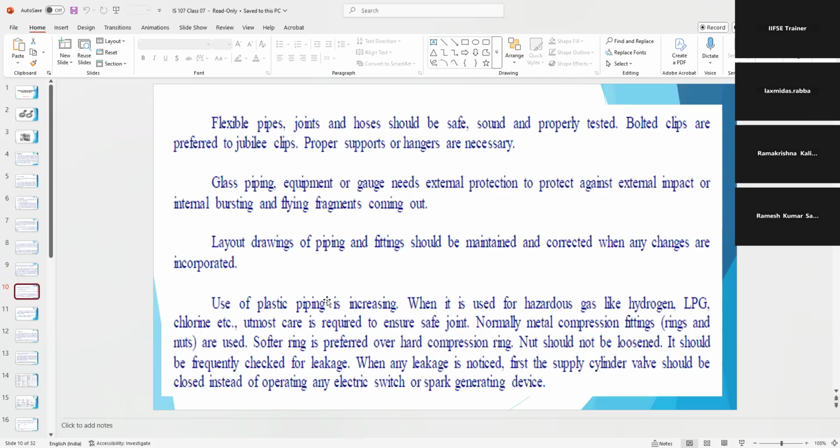Then flexible pipes, joints, and hoses should be safe, sound, and properly tested. Bolted clips are preferred to Jubilee clips, so proper supports and hangers are necessary. Gas piping equipment or gauges need external protection against external impact or any internal bursting or flying fragments. Layout drawings of the piping and fittings should be maintained and corrected when any changes are incorporated. So this is also very important.